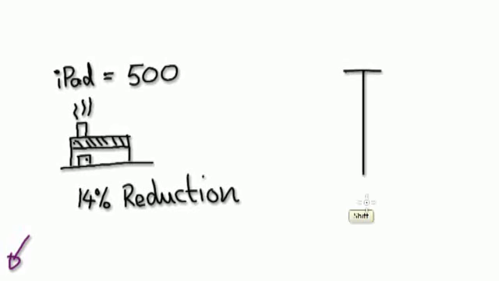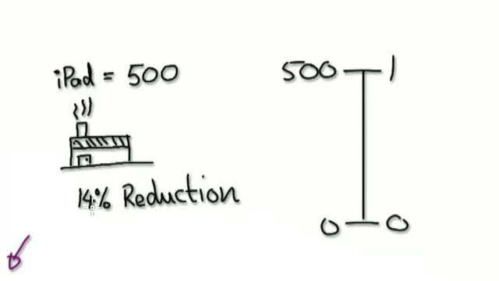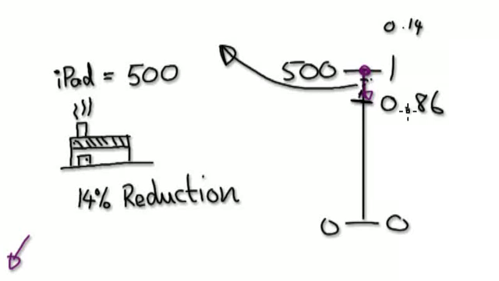Okay, so draw your diagram. It will look something like this: 0, 0, 1, and 500. That's your original there. And remember that there's a 14% decrease. So you were here, and then there's going to be 14% decrease. So this level here would be 0.86, because you've lost 0.14. So you lost 14%. Remember, you've got 100 pieces. You've lost 14%. So what's left is 0.86.